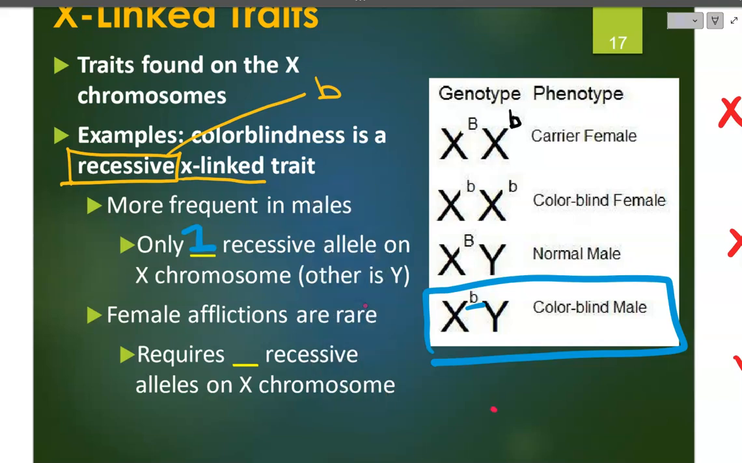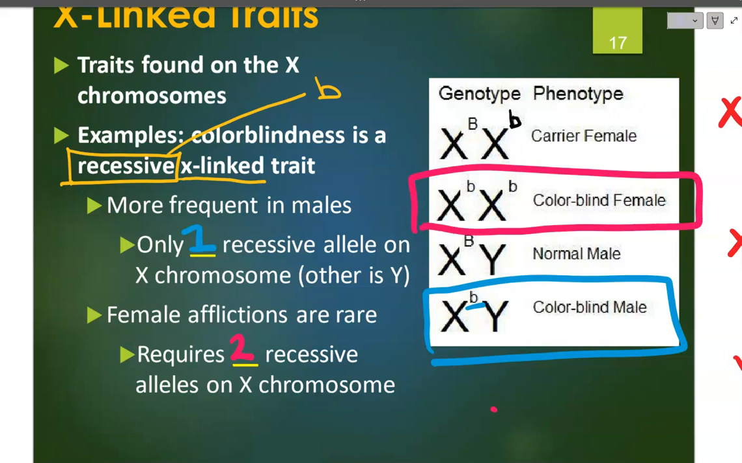Versus females would need to get 2 copies because they have 2 X chromosomes. Remember, this is X-linked, so it is found on the X chromosome. So a female would have to get both copies, both recessive alleles, in order to display the trait, and the chances of that happening are less likely.